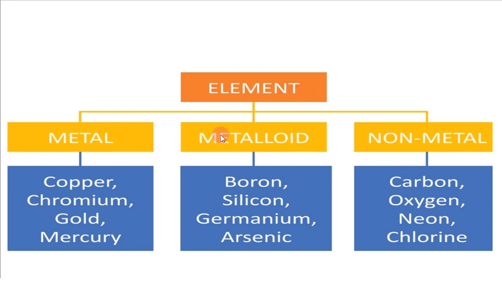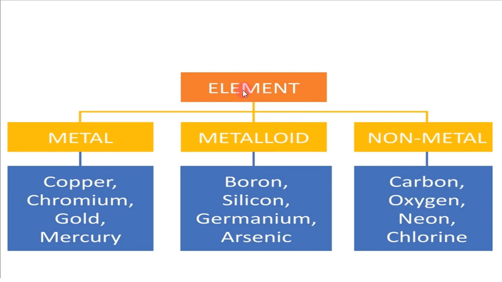Okay, so metalloids means what? It contains both the character of metal and non-metal. Some examples given are boron, silicon, germanium, arsenic. Okay, these are the examples for metalloids. Have you understood? So elements are classified into three types, that is metal, non-metal and metalloid.